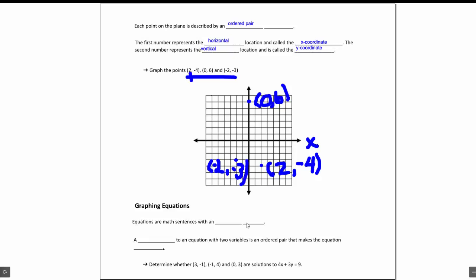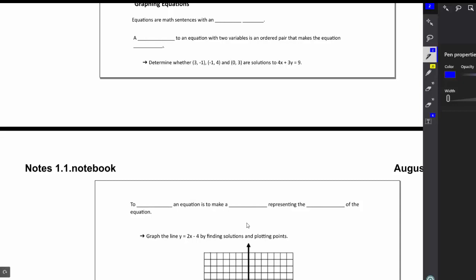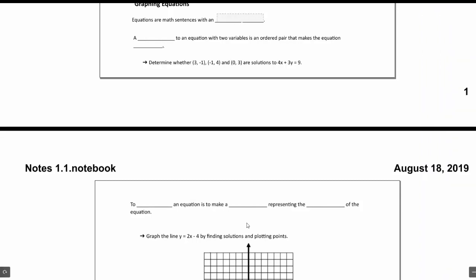Okay, let's move on. Okay, moving on. So down here at the bottom of page 1, graphing equations. So first of all, before we can talk about graphing equations, let's talk about what an equation is. An equation is a sentence in math, and it has an equal sign. So that's what goes in this blank.